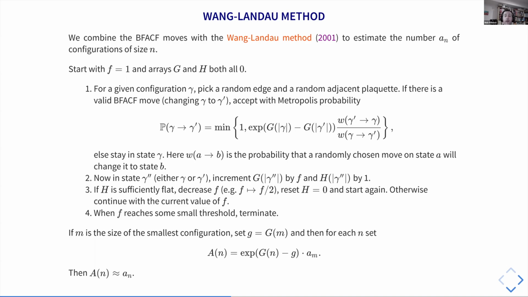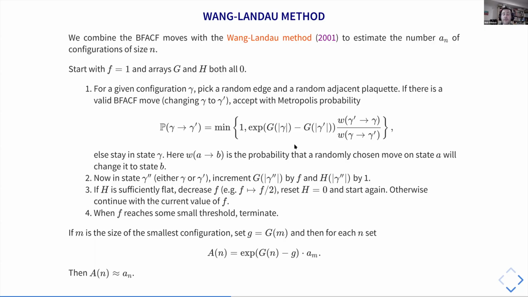And so if that's the case, I take my f value, which was initially 1, and I decrease it. Typically you decrease it by some ratio, so I could take f and divide it by 2. And I take my histogram and reset it down to 0, but I don't reset G. G still stays what it was. And then I start again, and I do this again.